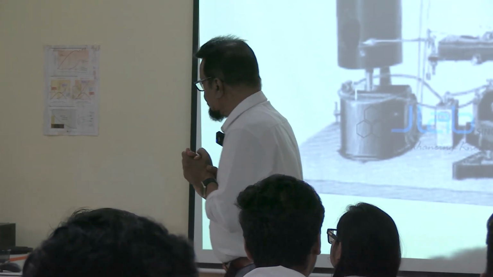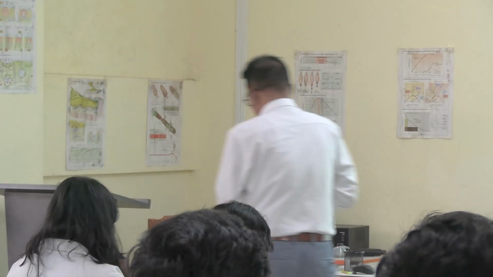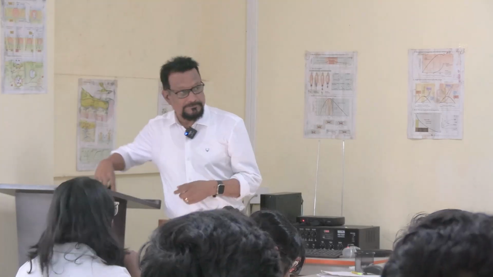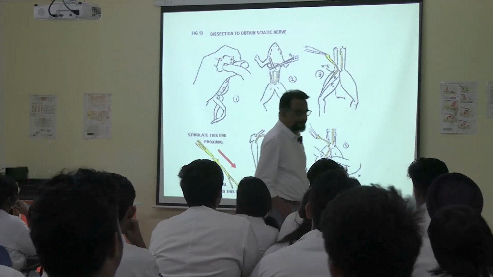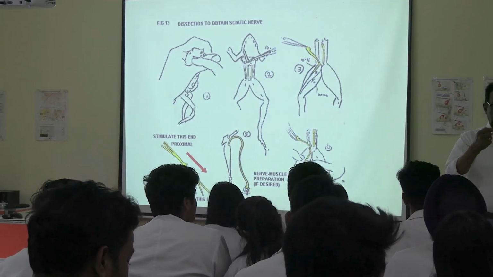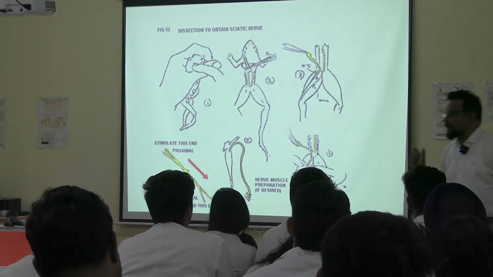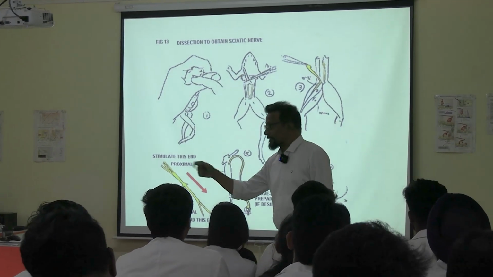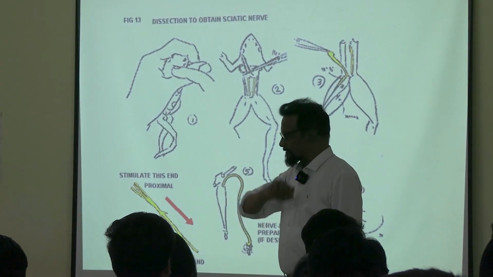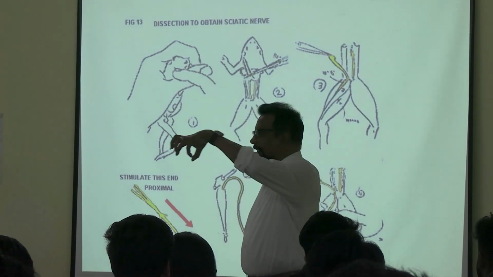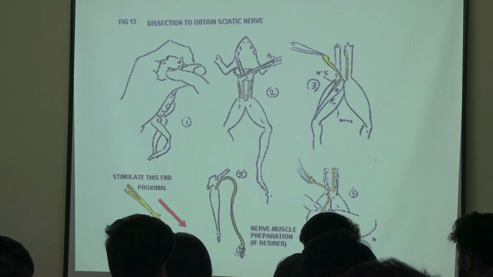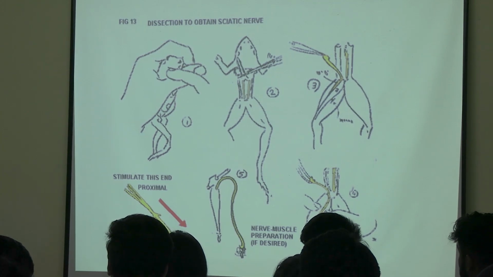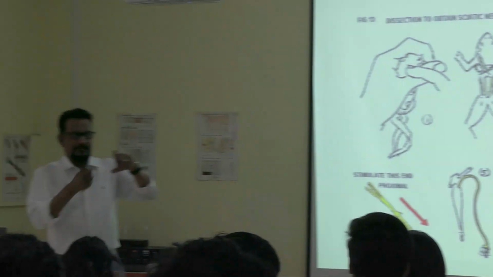So let us first see how we can make a nerve muscle preparation. The first thing that we have to do is the preparation of the nerve muscle, that is the gastrocnemius, sciatic nerve preparation. So we have to take a live frog, then we have to stun its head on a hard surface or with a stunning rod.